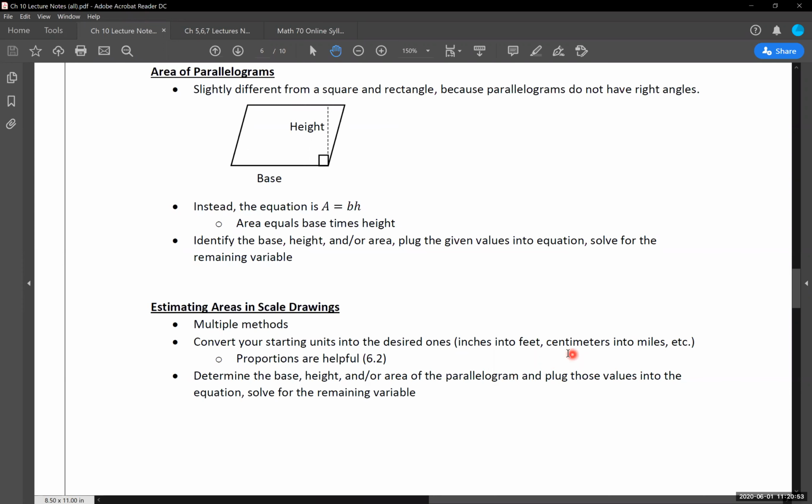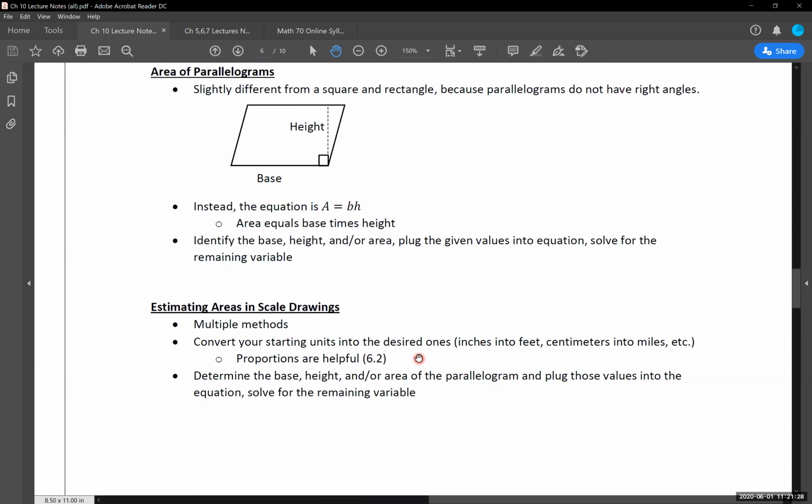Especially when working with the idea of we've written a drawing down on a piece of paper and we're going to try and scale that drawing to be something realistic. Could be something where this many centimeters on the piece of paper represents this many miles when translated into the real world. And again, proportions would be very, very helpful to convert those units back and forth and make sure that we are calculating things accordingly. And again, 6.2 is very, very helpful with that. So go back and reference that as we need to.